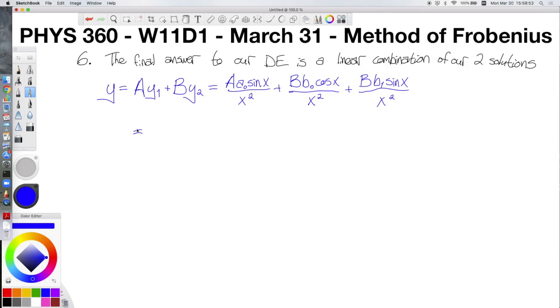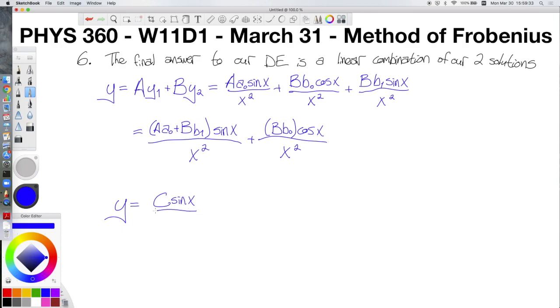Well, we have some like terms here. We have two sine terms, so we can combine our sine terms together into capital A times a naught plus capital B times b1, sine of x all over x squared. Plus capital B times b naught times cosine of x over x squared, which gives us, combining those constants all into one, because capital A, a naught, capital B, and b1 are all just constants. So I'm just going to give that collective grouping of constants a new name and call it C. So that first term becomes C sine of x over x squared. And capital B times b naught I'm going to call D. So that's D cosine of x over x squared. So we end up with our final answer here of C sine of x plus D cosine of x, the whole thing over x squared.